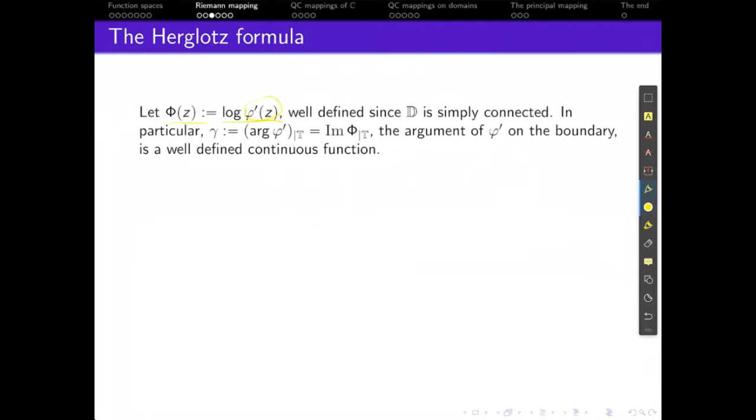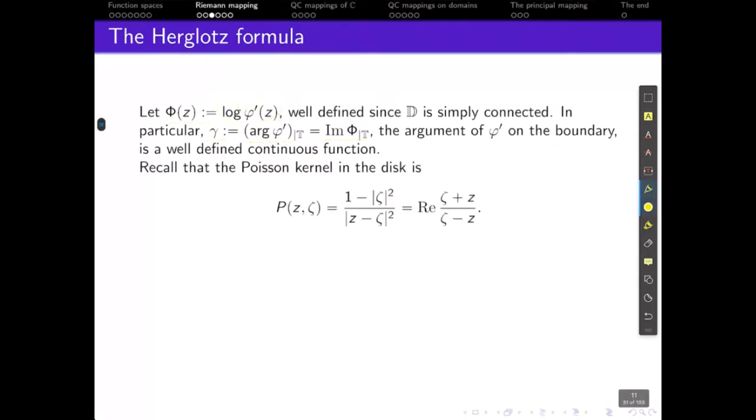In particular, we define gamma to be the boundary values of the imaginary part, that is the argument of phi prime. The imaginary part of the logarithm is the argument. You well know that. Okay, this is a well-defined continuous function in our setting.